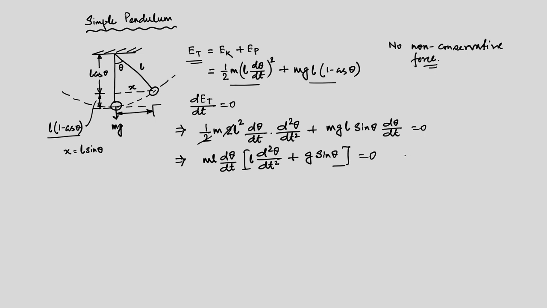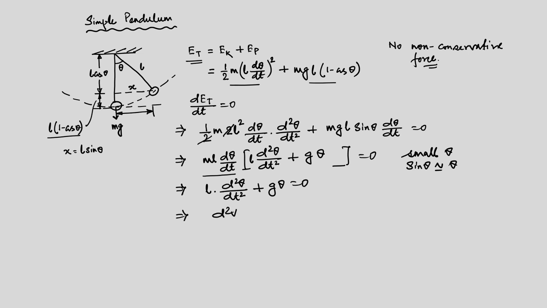Now, if we apply the assumption of small theta, then obviously sin theta will be approximately equal to theta. And if we apply that approximation, we can further modify this and we have, instead of g sin theta, g theta. Now, if you look at this expression, obviously, this part cannot be 0. So, the equation that we are looking at is d 2 theta dt 2 plus g by L times theta is equal to 0.